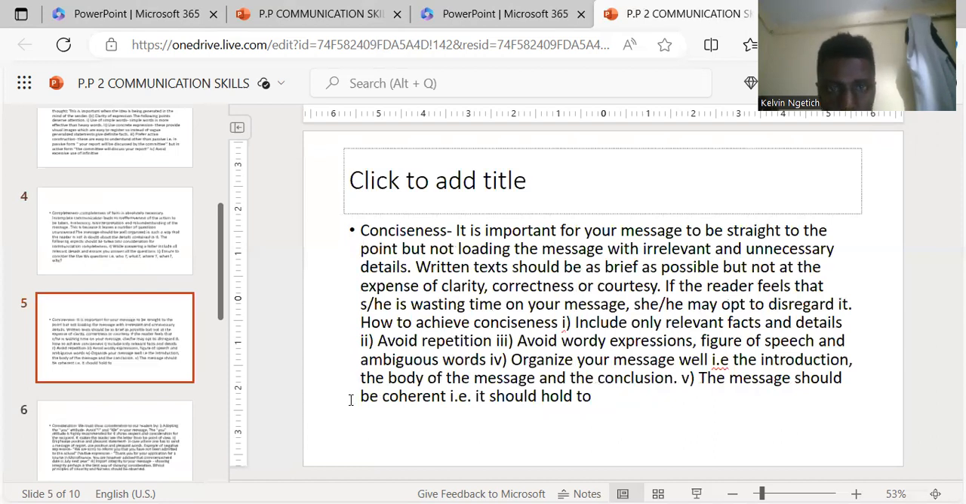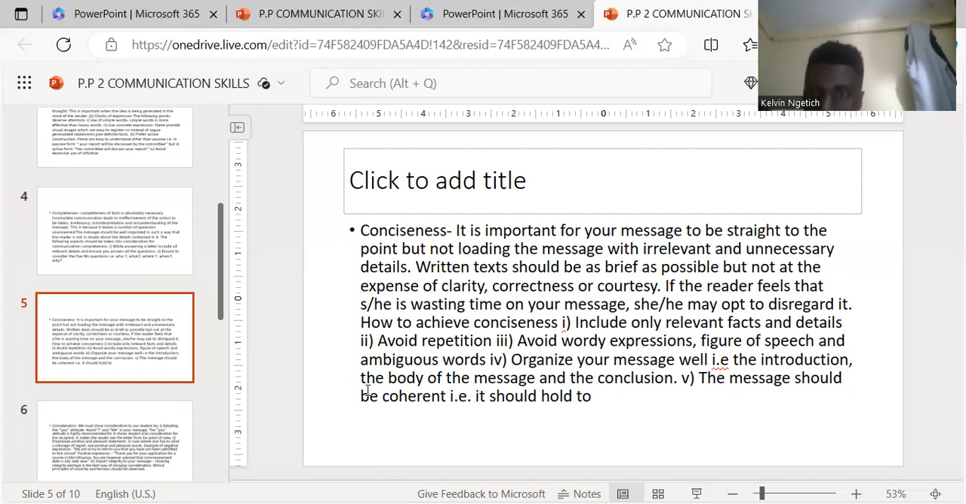You have conciseness. It is important for your messages to be straightforward and to the point, but not loaded with irrelevant and unnecessary details. Written text should be as brief as possible, but not at the expense of clarity, correctness, or courtesy. If the reader feels that he or she is wasting time on your message, he or she may opt to disregard it. How do you achieve conciseness?